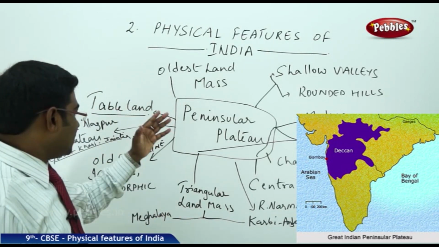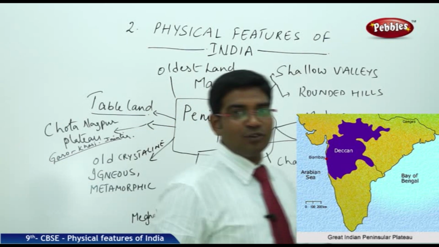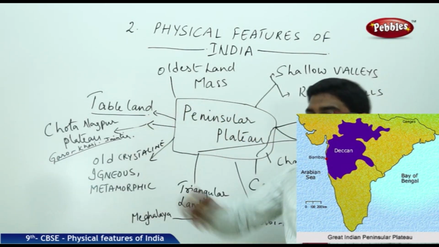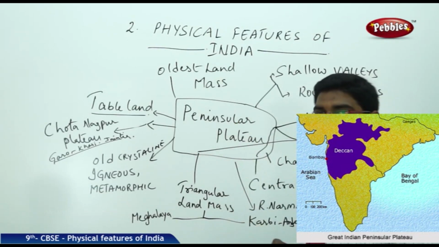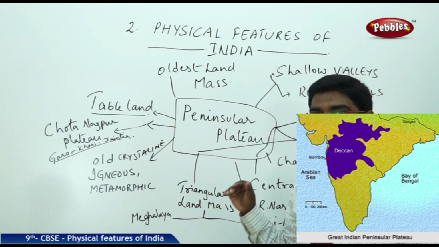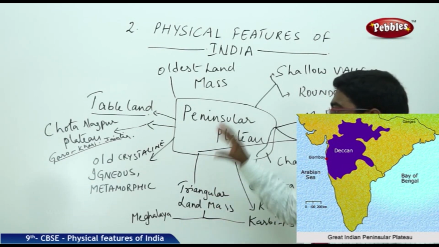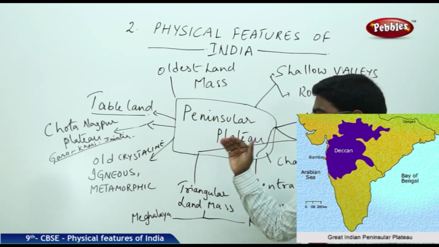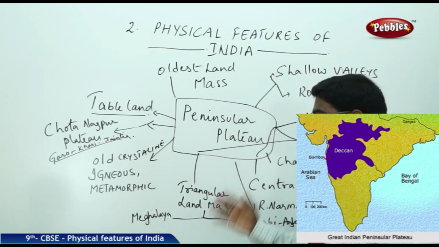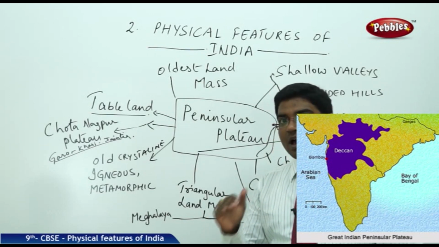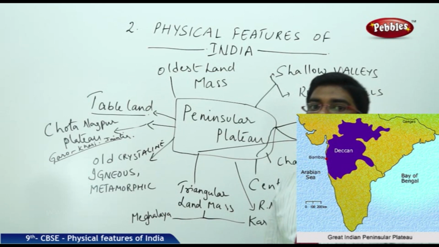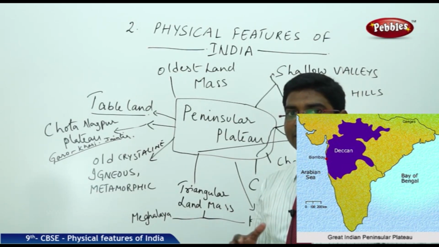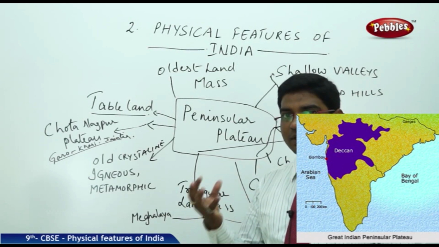Moving on to the formation of the Peninsular Plateau. It is made of old crystalline rock structures, which are formed from igneous and metamorphic rocks. Igneous rocks are the initial stage rocks which have burst outside from volcanic eruptive activity, and later we have the formation of the rocks.